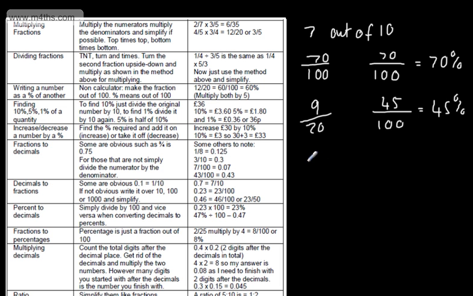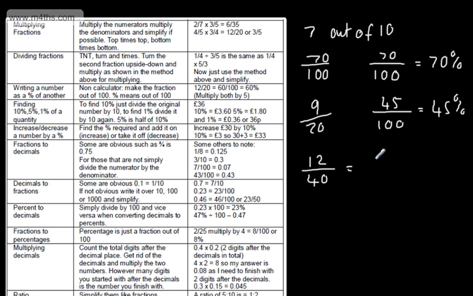Let's look at a slightly more challenging one. Let's say we've got, let's go for 12 out of 40. We want to write this as a percent. So writing a number as a percentage of another. I want 12 as a percentage of 40. Okay, now with this one, I'm going to say to myself, what would I need to do to get this to 100? The answer is multiply by 2.5, but that might not be obvious.